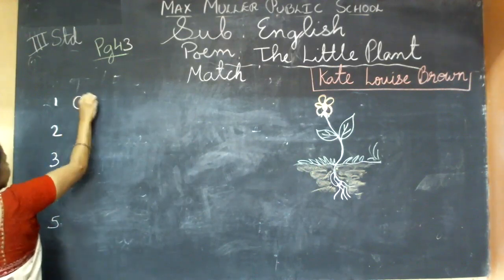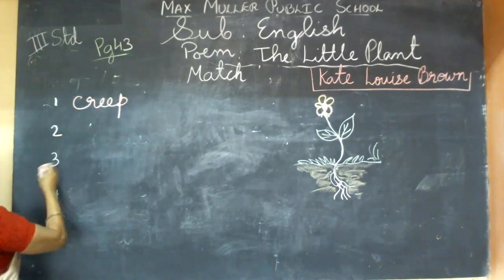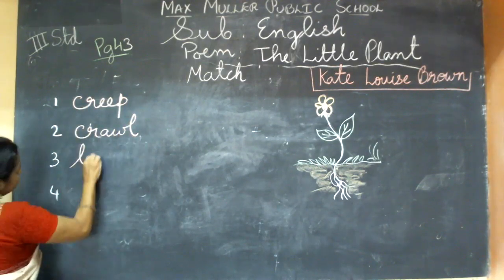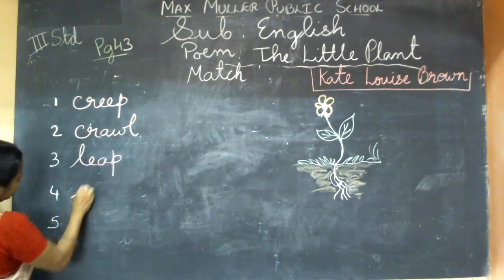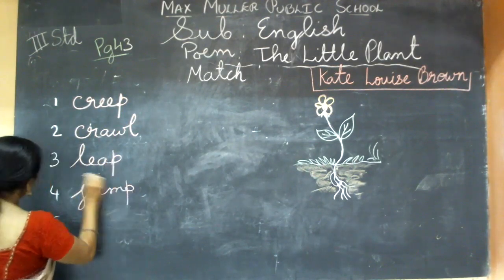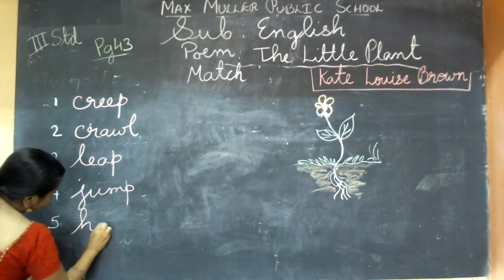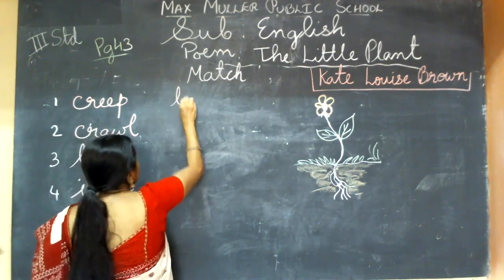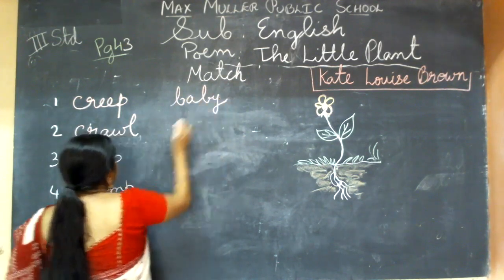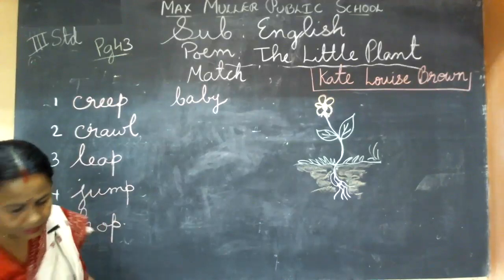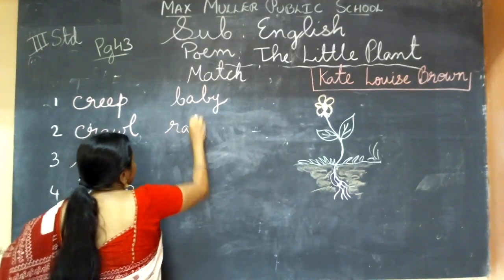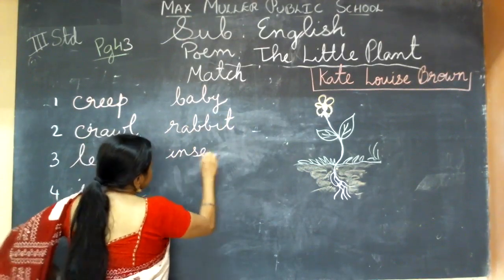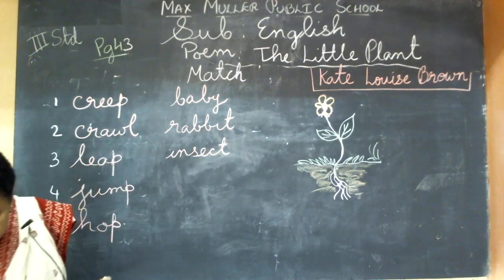So first, let me write C-R-E-E-P, creep. Next is crawl, C-R-A-W-L, crawl. Leap, L-E-A-P, leap. Jump, J-U-M-P, jump. Hop, H-O-P, hop. Here you see, first one they gave baby, B-A-B-Y, baby. Next they gave rabbit, R-A-B-B-I-T, rabbit. Insect, I-N-S-E-C-T, insect. Kangaroo.